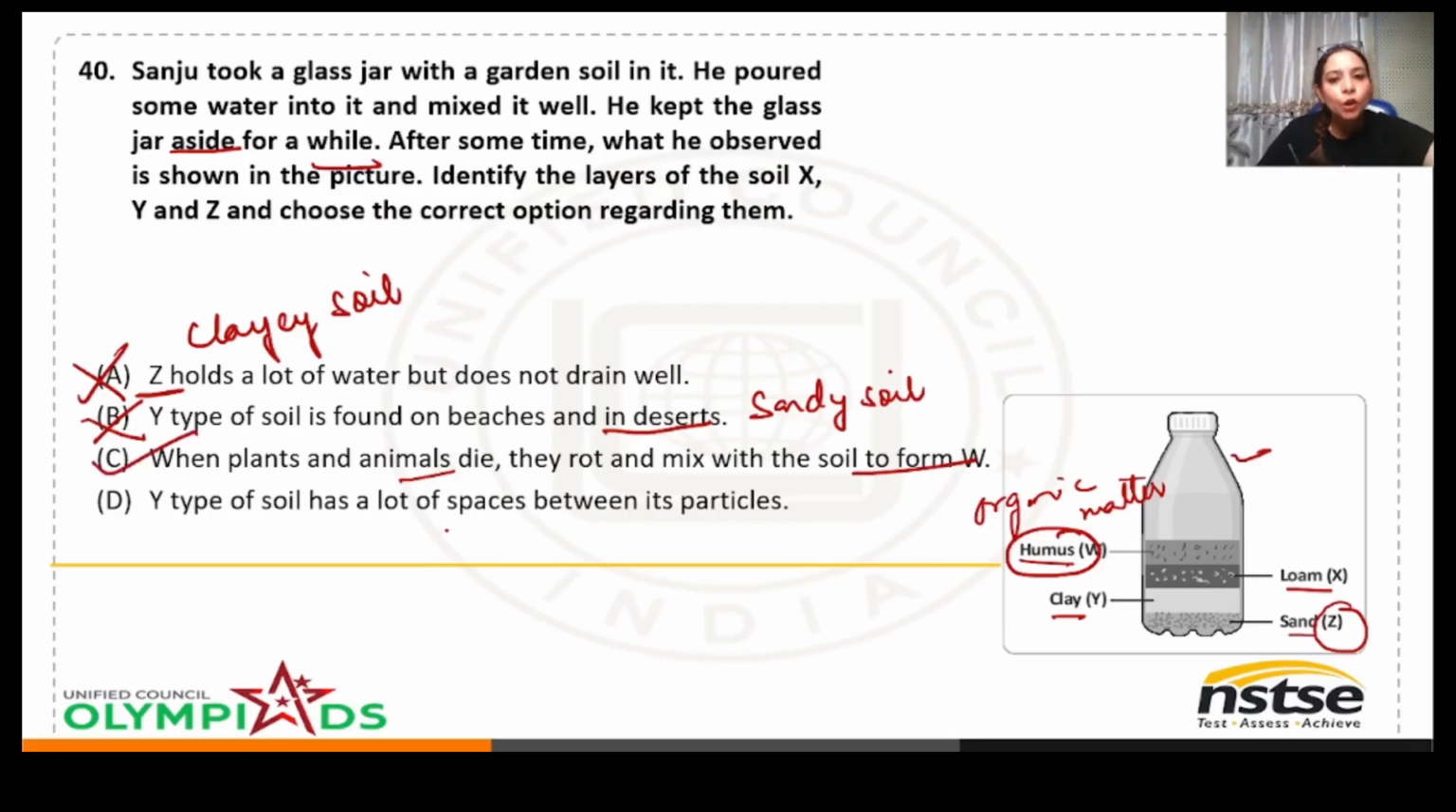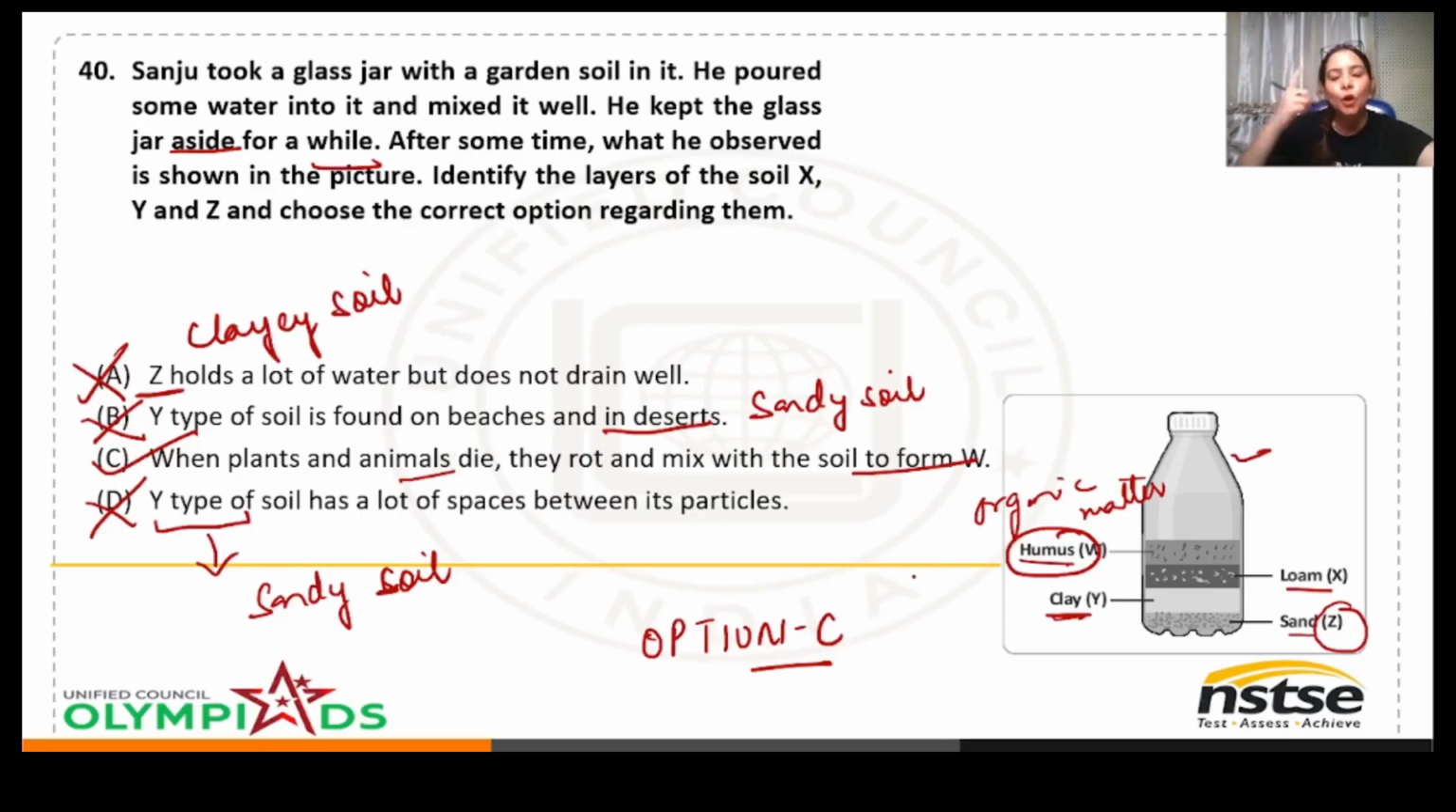Y type of soil has a lot of spaces between its particles. Clay, no, because the soil which has more spaces is the one which has bigger size particles. That is the sandy soil. So out of them, which one is correct? Option C is correct, because W is identified as humus. So I hope you now know how to attempt these kinds of questions. Use these tips and tricks, look at the question, recall the concept, and you will feel that this option is going to be the correct answer.